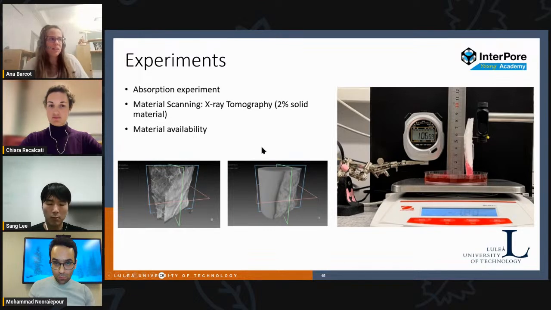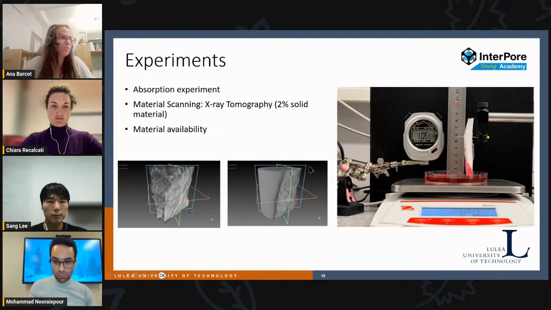Further, we also plan to perform more experiments when it comes to choosing the material. We have already done numerous experiments on the available hydrogel material that we had, which is nanofibers derived from wood. We also performed material scanning using X-ray tomography, and we have seen that the water absorption uptake is very high, as you can also see here.